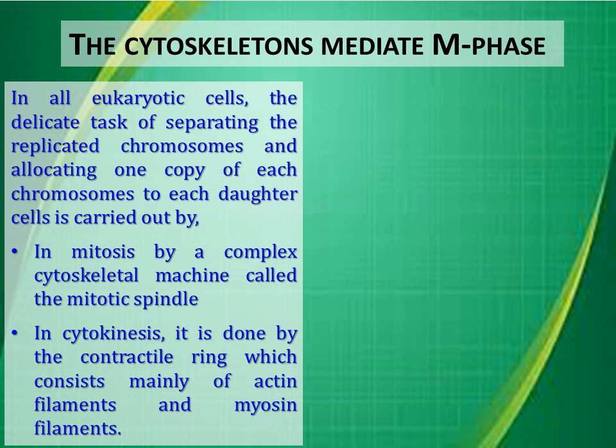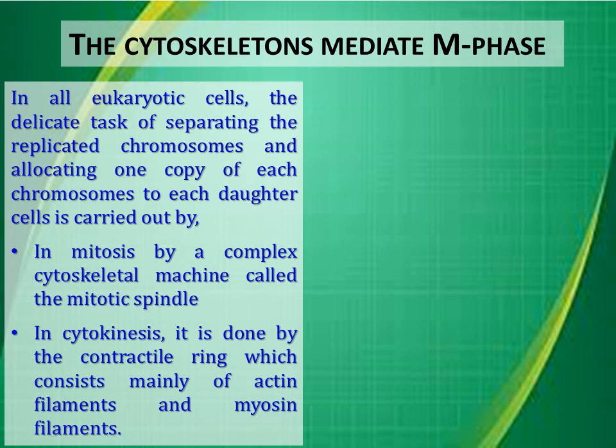To produce two genetically identical daughter cells, the eukaryotic cell has to perform the delicate job of separating the replicated chromosomes and allocating one copy of each chromosome to each daughter cell. In all eukaryotic cells, this task is carried out during mitosis by a complex cytoskeletal machine called the mitotic spindle. The spindle is composed of microtubules and the various proteins that interact with them, including microtubule dependent motor proteins.